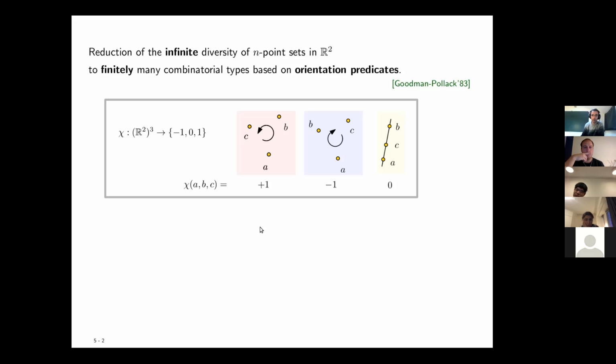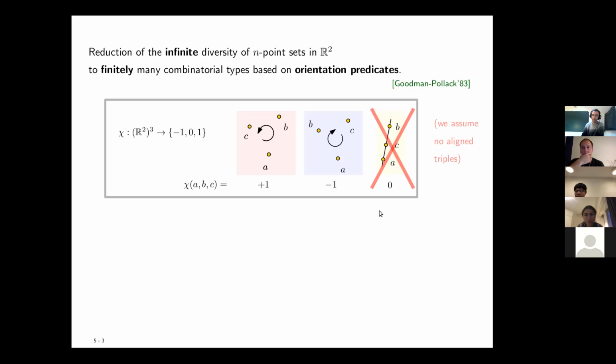You can also talk about the orientation of the triangle from A to B, B to C, C to A. Is it counterclockwise, clockwise, or flat? And flat won't interest us throughout. From this point on, I will assume that all the points we are dealing with have no aligned triple. That's what's called simple point sets.